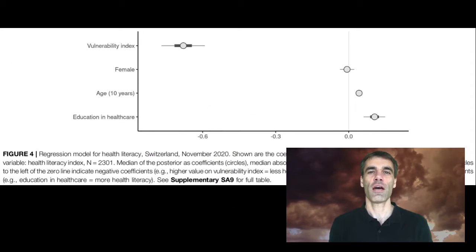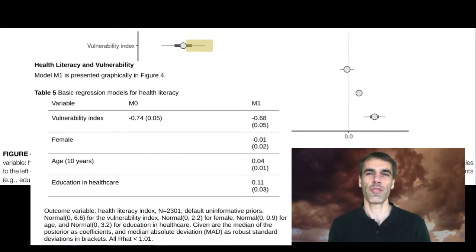This means if we have 2 equivalent people and one has higher vulnerability by 1 unit, that person is predicted to have lower health literacy by around 0.7 on the outcome variable. And the bars, they indicate the uncertainty, the standard errors. Again, we have this information in the table. The thick line is 0.05 to each side of the coefficient. That's 1 standard error. And the thin line is twice that.